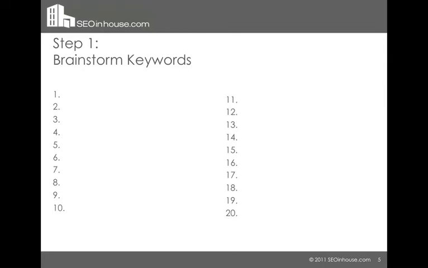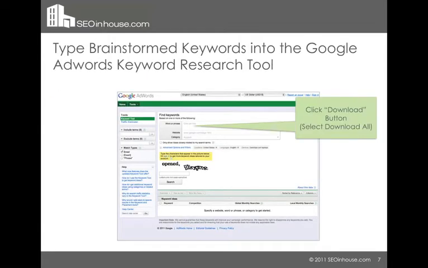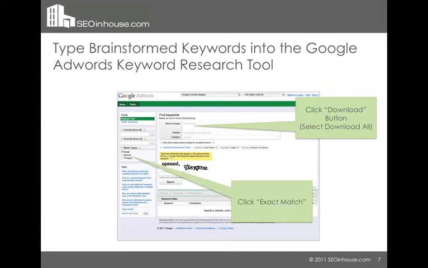The next step is to take all of those keywords and put them into the Google AdWords keyword research tool. This is the URL. You can also just Google it, the Google AdWords keyword tool. What you'll want to do is type your phrase in the search box, and then make sure you click the exact match checkbox.